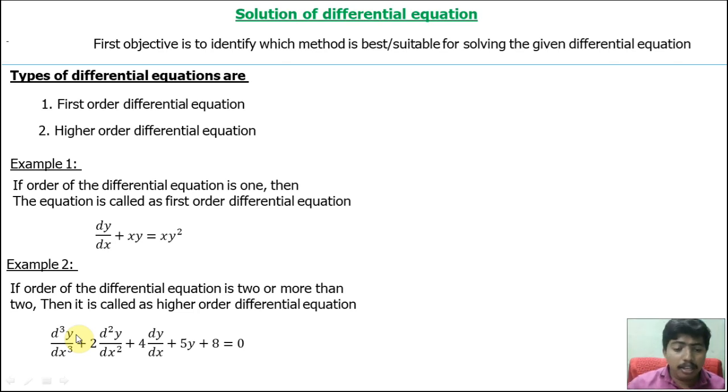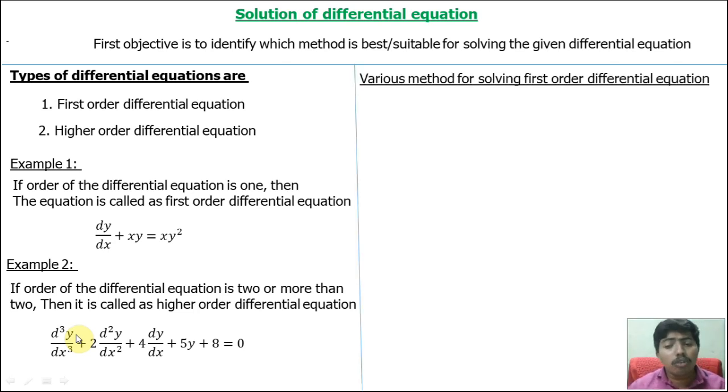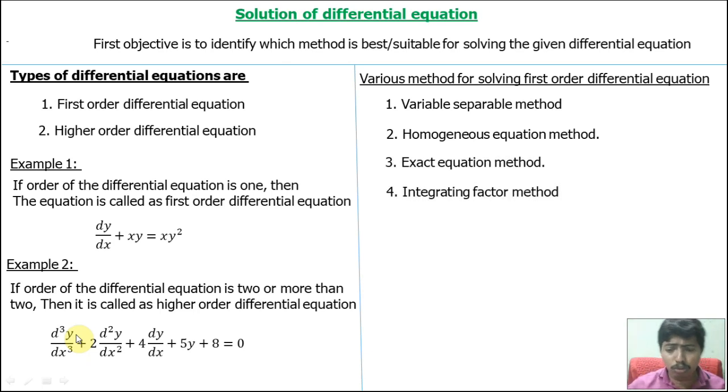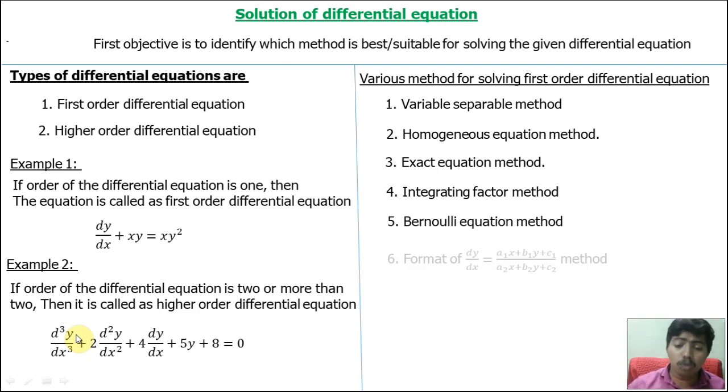Okay. The various methods for solving the first order differential equation are: the first method is variable separable method, the second one is homogeneous equation method, third one is exact equation method, fourth one is integrating factor method, fifth is Bernoulli equation method, and the last one is the format of dy by dx is equal to (a1x plus b1y plus c1) divided by (a2x plus b2y plus c2) method.